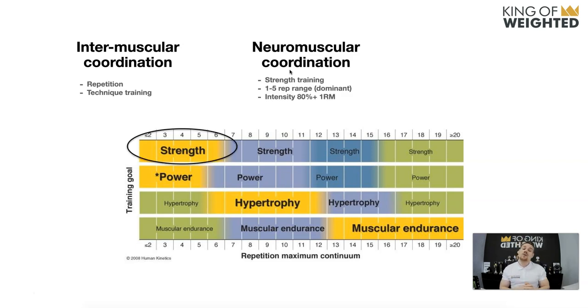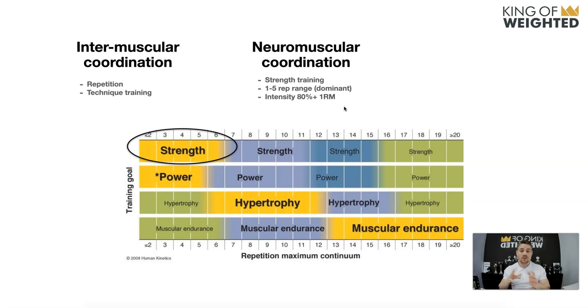Second thing, or second mechanism, is the neuromuscular coordination. And we can improve the neuromuscular coordination with strength training. And as you know, strength training is best done or dominantly done in the 1 to 5 rep range. So highlighted here again. And which intensity should we use to really trigger that neuromuscular coordination? That is done at intensity 80% plus 1 RM of a certain movement.